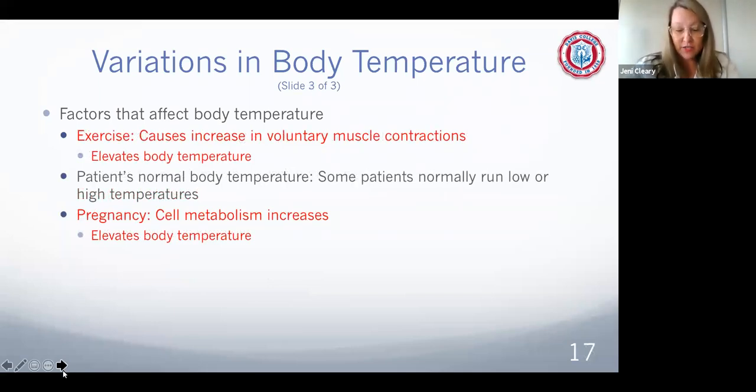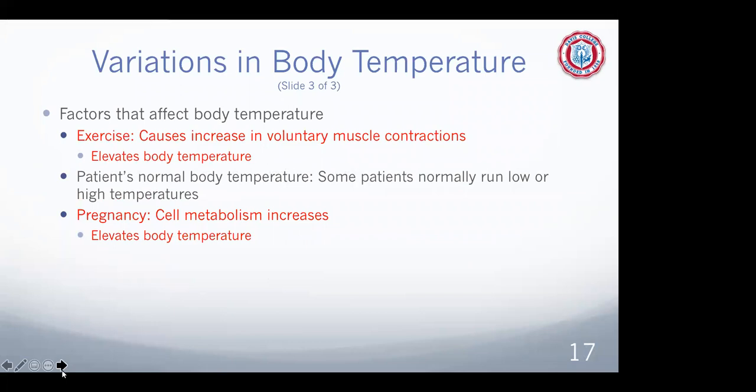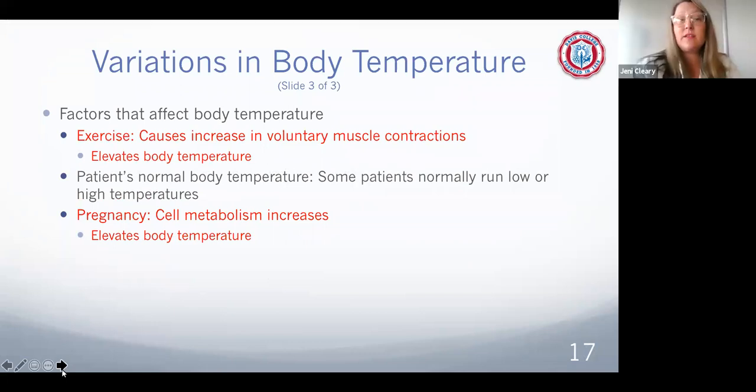Factors that continue to affect the body temperature: exercise causes an increase in voluntary muscle contractions. This elevates the body temperature. Patient's normal body temperature. Some patients normally run low or high temperatures. In pregnancy, the cell metabolism increases. This elevates body temperature as well.